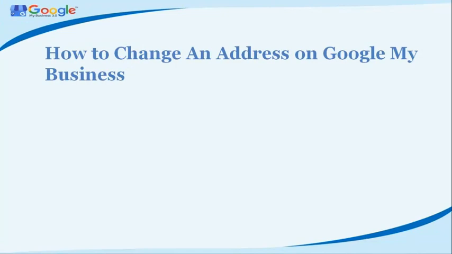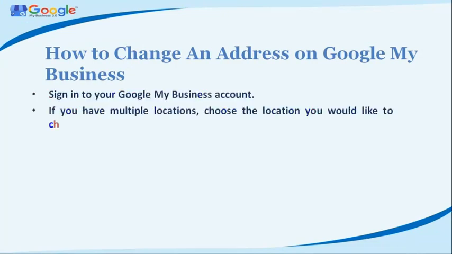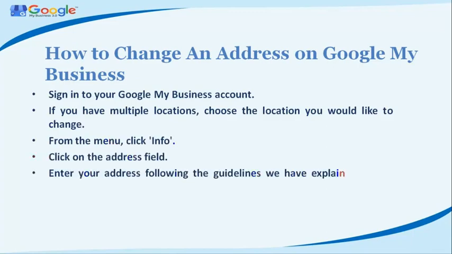How to change an address on Google My Business. Sign into your Google My Business account. If you have multiple locations, choose the location you would like to change. From the menu, click Info. Click on the address field. Enter your address following the guidelines we have explained above. Then click Apply.